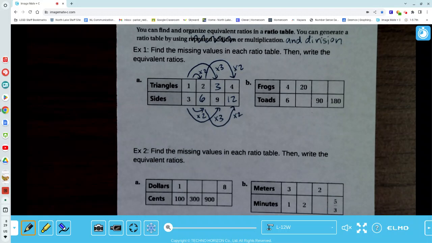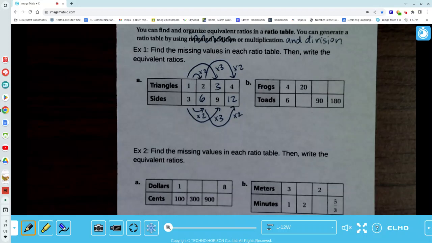There was a second part of this question. It did not just say to find the missing values in each ratio table. What else did it ask us to do in the original directions? There was another piece. What else did it ask us to do? Tanner? The equivalent ratio. Yeah, and I haven't done that, so I need to do that part.